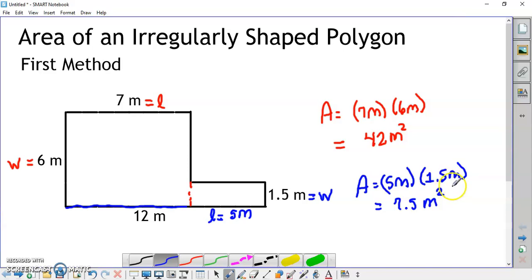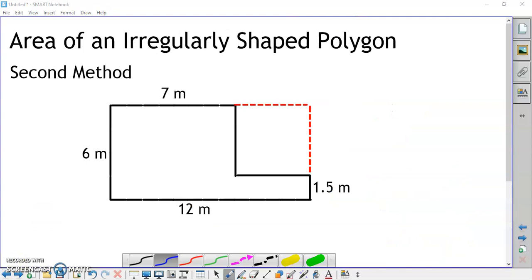Adding the two areas together, I get 42 meters squared plus 7.5 meters squared equals 49.5 meters squared. There is another way I could approach finding the area of this figure. I could have looked at it as a big rectangle with a smaller rectangle cut out.